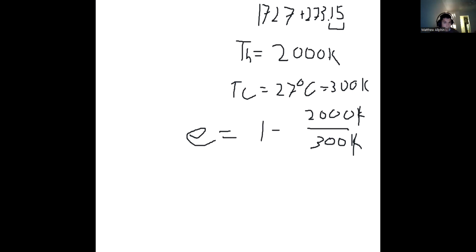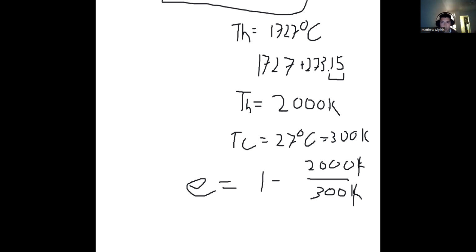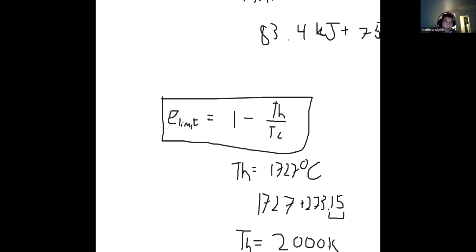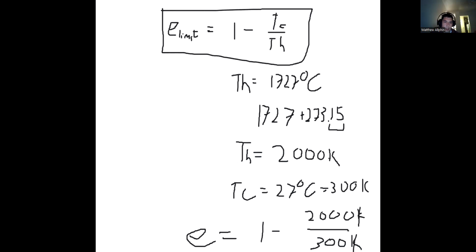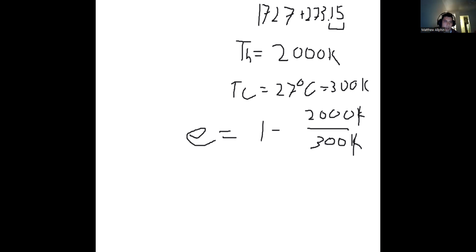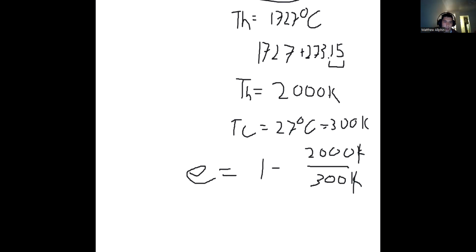Wait, maybe I did something wrong. Hold on. Did I look at the equation wrong? Oh, I did. I wrote it down wrong. It is not hot over cold. It's cold over hot. It's 1 minus T cold over T hot. So the cold temperature over the hot temperature. This is actually flipped upside down. This is 300. That makes more sense. I was a little confused there.